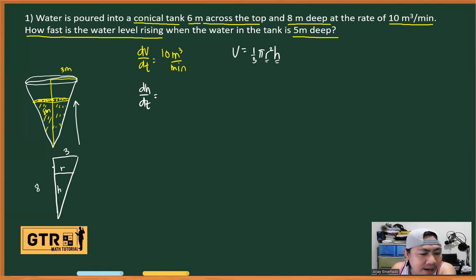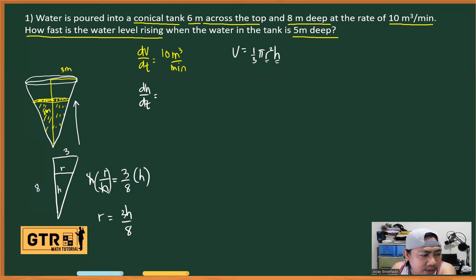Applying similar triangles, the sides of similar triangles are proportional. So the ratio of radius over h is proportional to the sides of the bigger triangle. So r over h equals 3 over 8. Then solve for r so that we can substitute the value of r into this. We multiply both sides of the equation by h, cancel out h, so r is equal to 3h over 8.